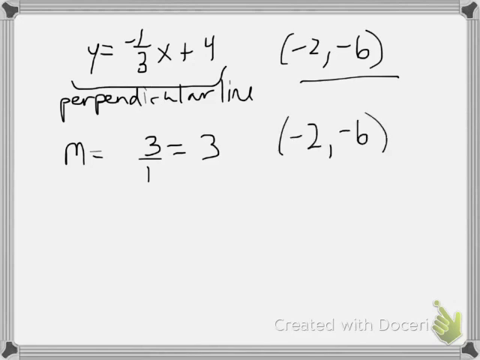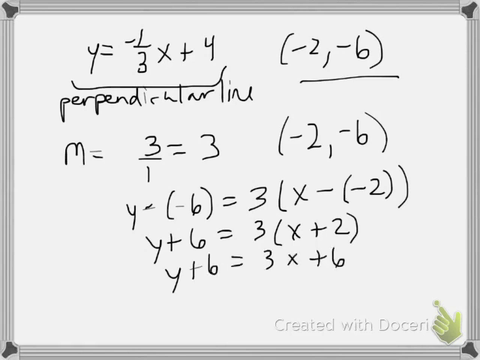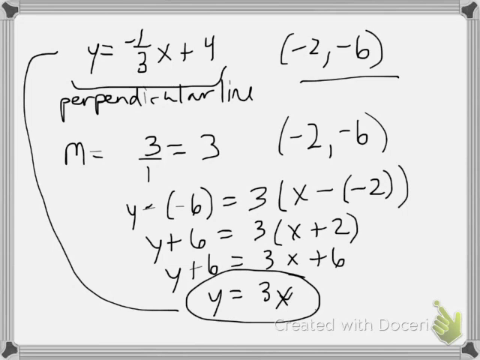And we're passing through the point -2, -6. Again, I'm going to use point slope form. So I have y minus -6 equals my slope 3 times x minus -2. And first thing I do is always simplify all these double negatives. I'm going to distribute my 3. And my last step is going to be to subtract 6. And I end up with the line y equals 3x. And this line is perpendicular to this line.